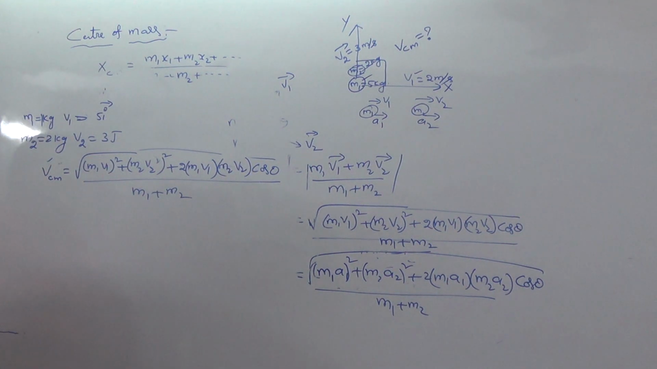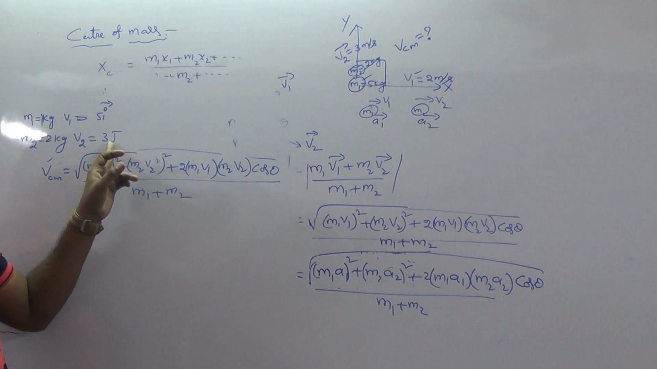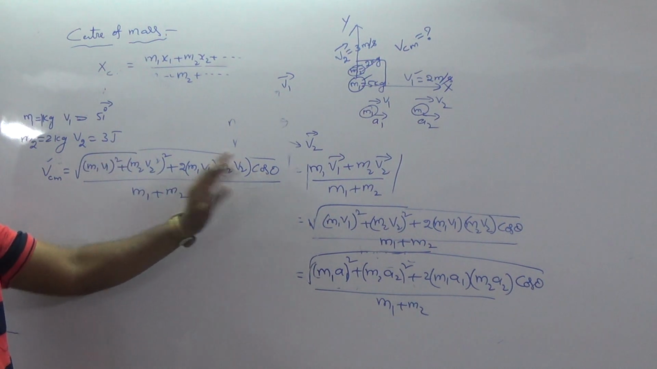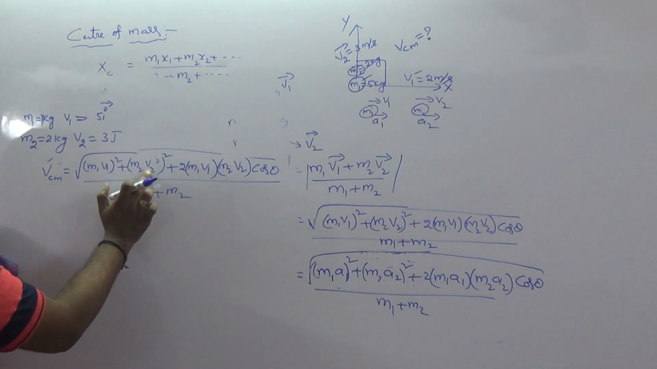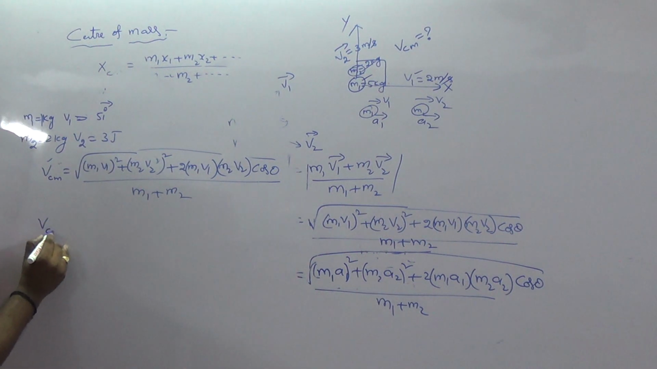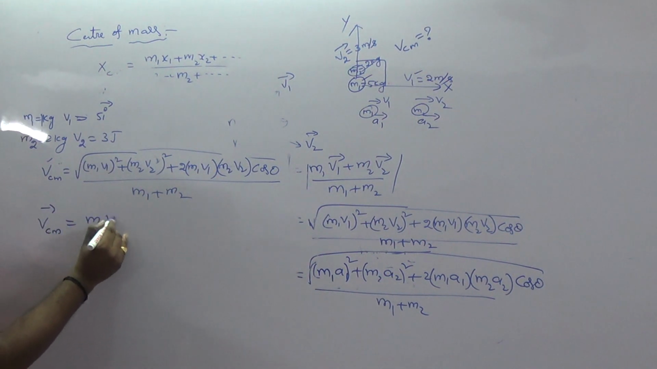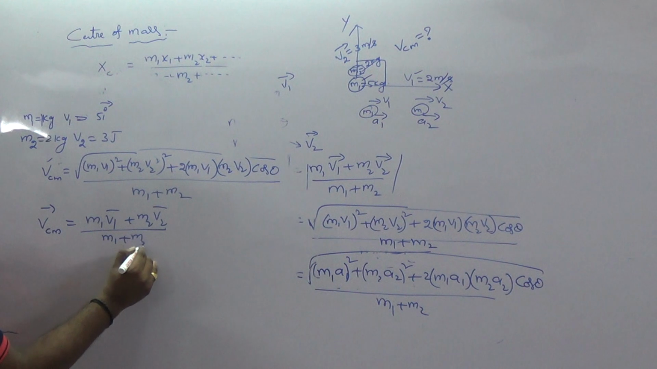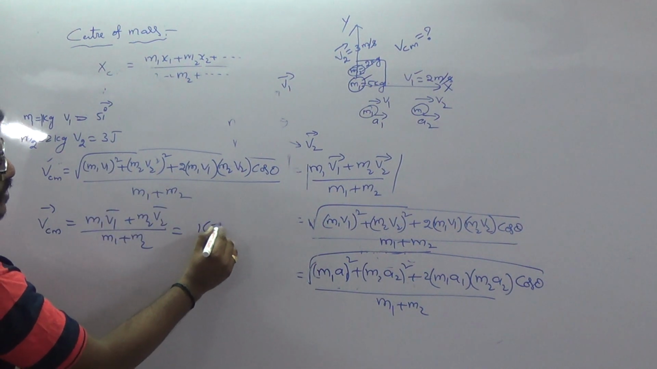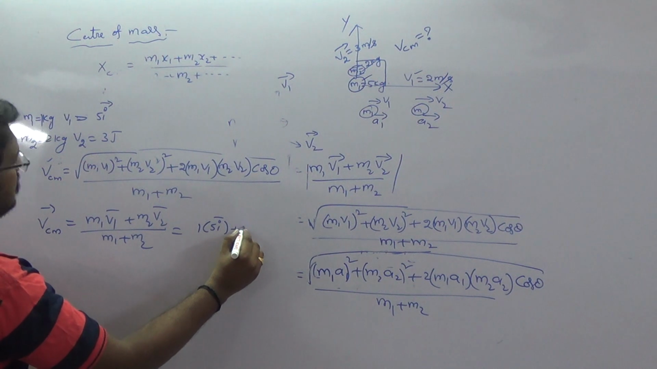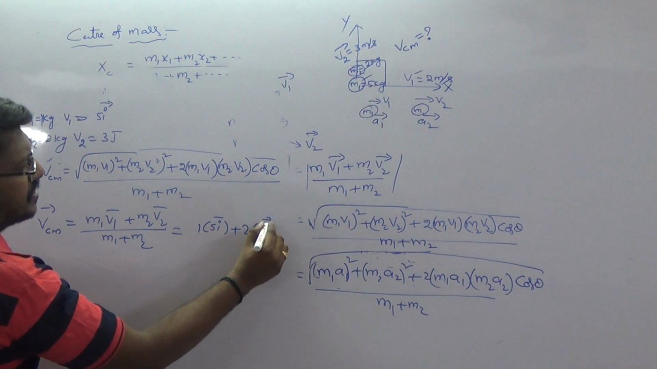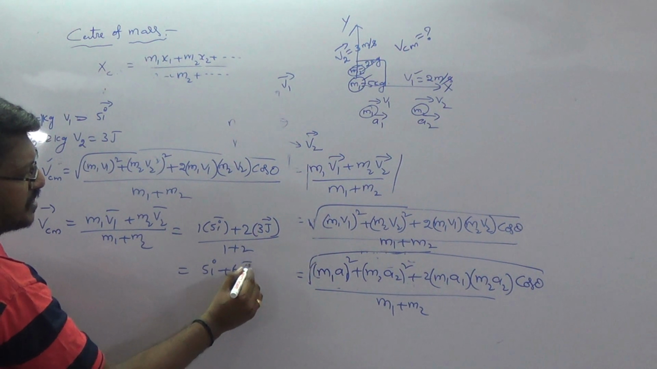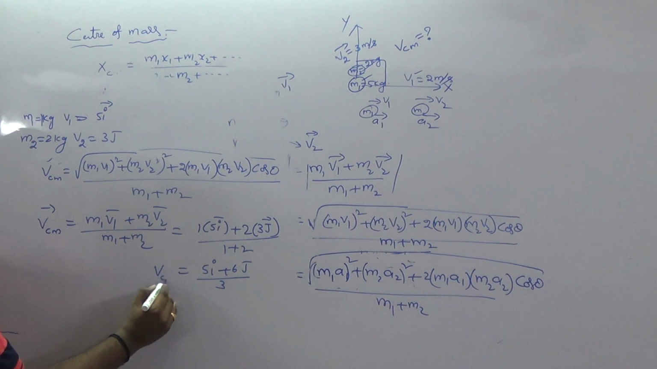Here theta becomes 90, since i bar and j bar are perpendicular to each other. One particle is moving along the x-axis, one more particle is moving along the y-axis. From that, v1 means 5, v2 means 3. In vector notation, you can write the formula VCM bar is equal to m1 v1 bar plus m2 v2 bar by m1 plus m2. That is 1 times 5 i bar plus 2 times 3 j bar by 2 plus 1. That gives 5 i bar plus 6 j bar by 3. That is the velocity of center of mass in vector notation.